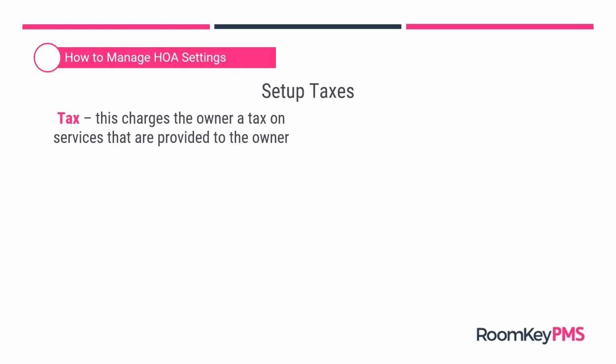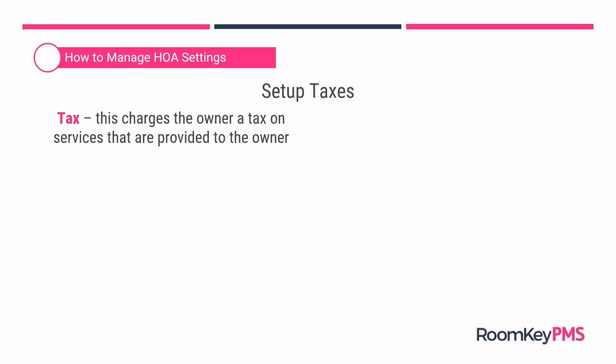And any taxes that are set up and charged to an owner, they're usually charged as part of services that are provided to the owner. So for example, if there is a maintenance requirement in the unit, the hotel would have their maintenance team take care of that maintenance item and then charge that maintenance service with associated taxes back to the owner.